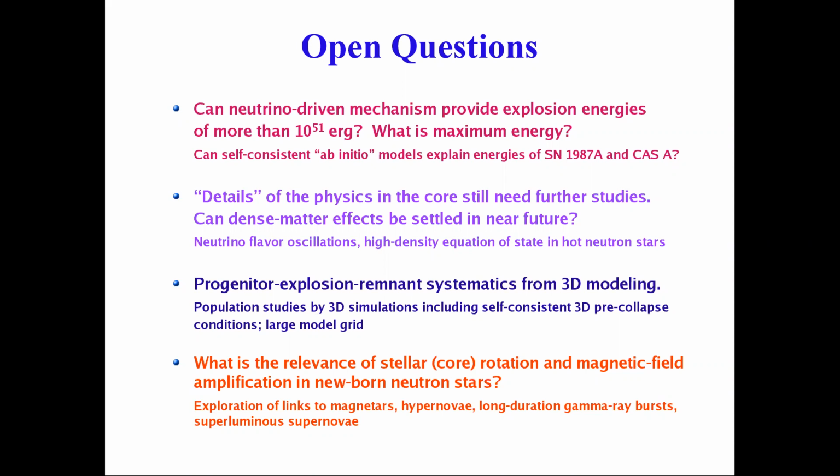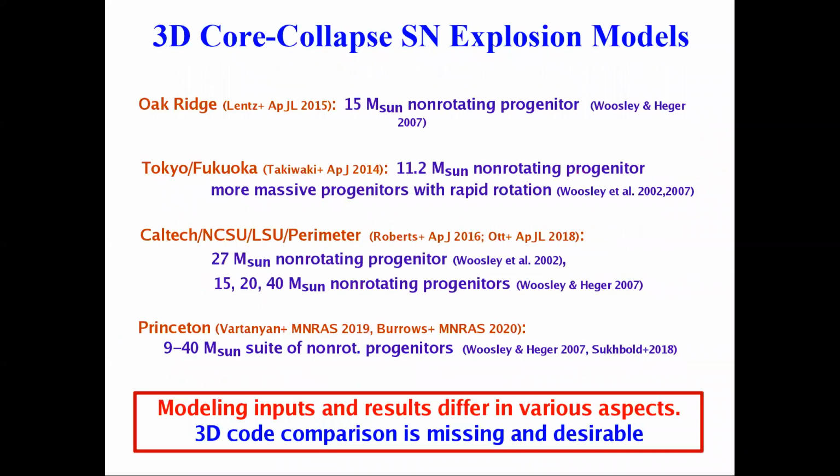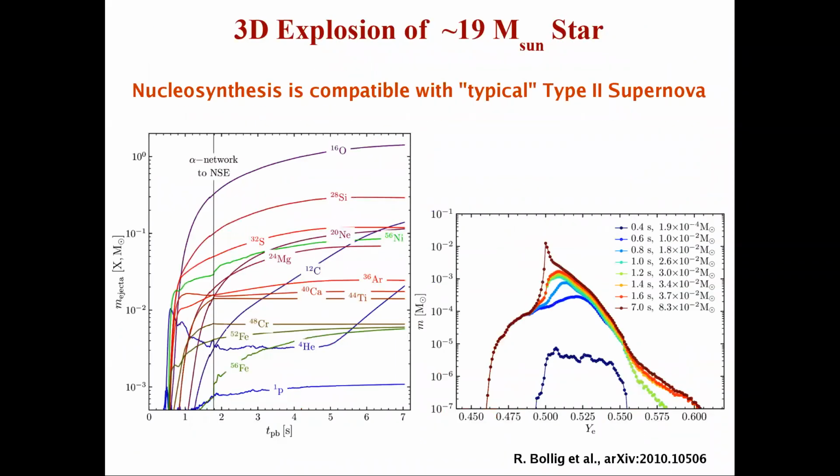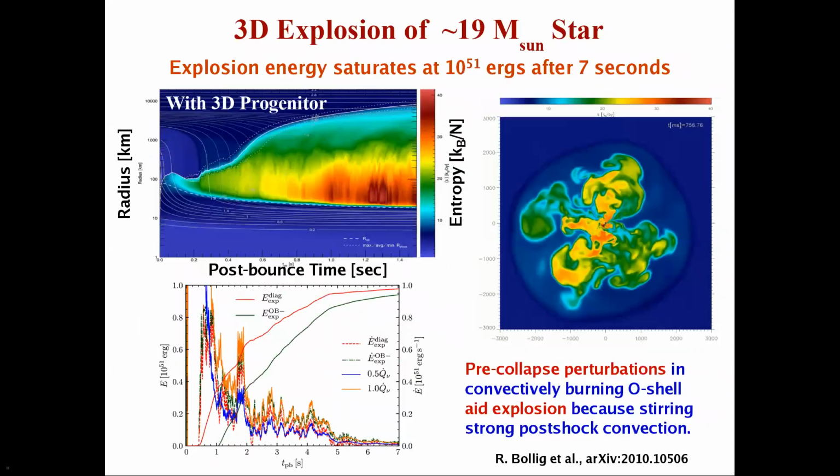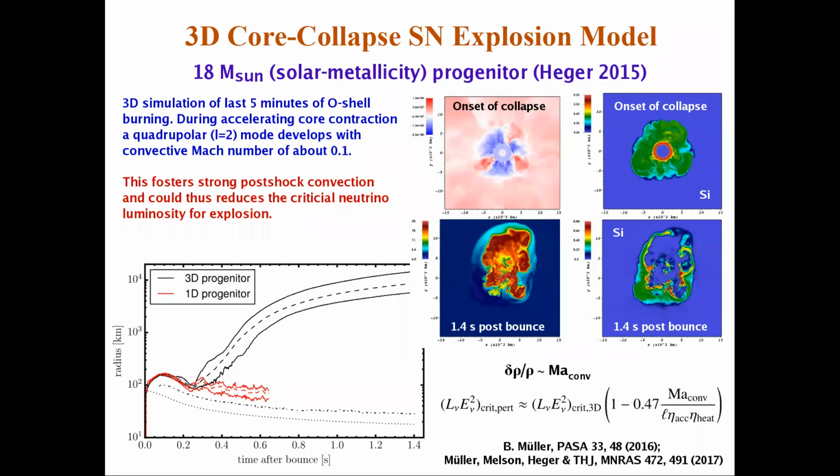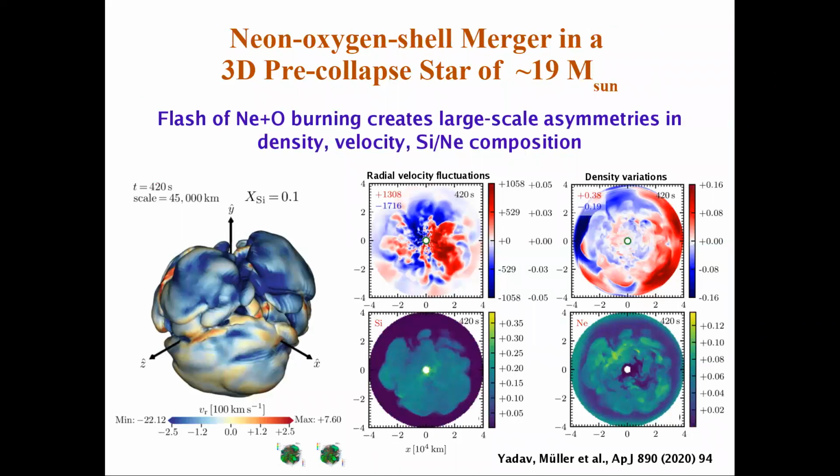I had a question because I'm not sure I understood how the initial conditions are created. So let's go into steps. If I understood correctly, you take 1D models a little bit before, let's say, supposed collapse. You make it 3D, you perturb it a little bit, you let the convection go, and then you explode. Yes, exactly.